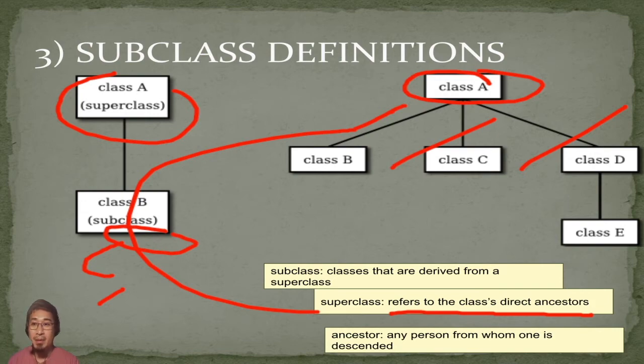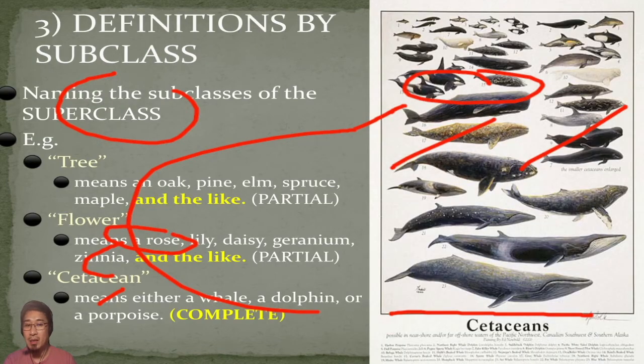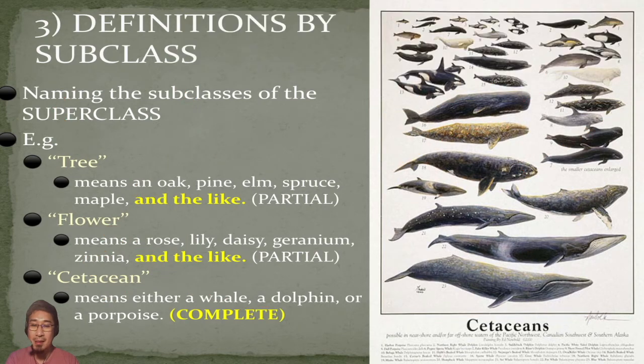Alright? Let's do subclass definition. Example: definitions by subclass name the subclasses of the superclass. The example here is the superclass, the tree. Is there a close connection between the pine tree, oak tree, elm tree, spruce tree, and maple tree with the idea of the tree? Yes. The tree is the ascendant, and the descendants are your oak, pine, elm, spruce. But this is partial because it has not yet identified all the trees in this definiendum.